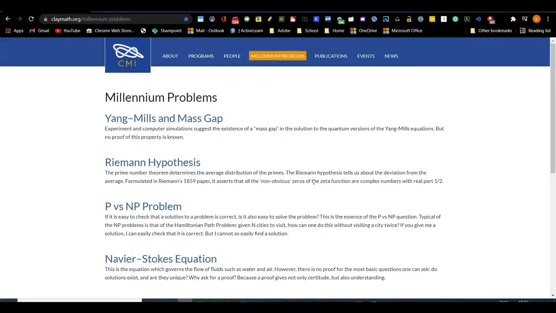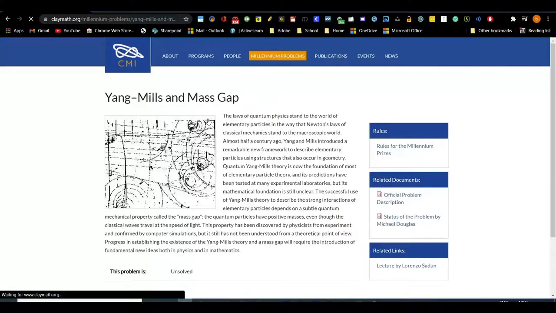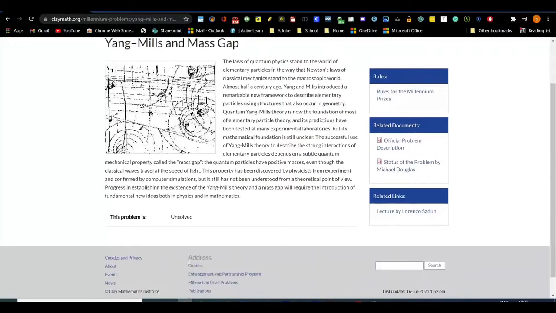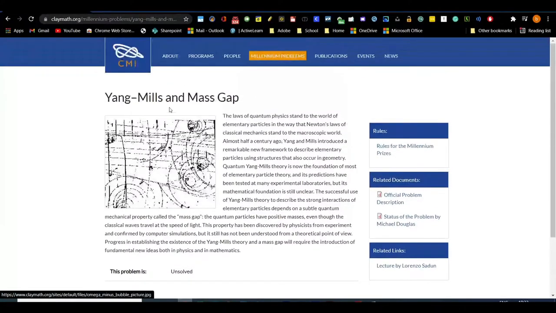So let's look at the Yang-Mills and mass gap. So this basically, this hypothesis asks if we can construct a theory which defines what the physicists can see in their quantum experiments. As you can see here, it says that the problem is unsolved and you will be rewarded $1 million if you solve this.